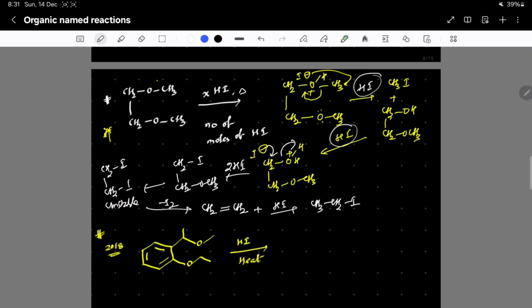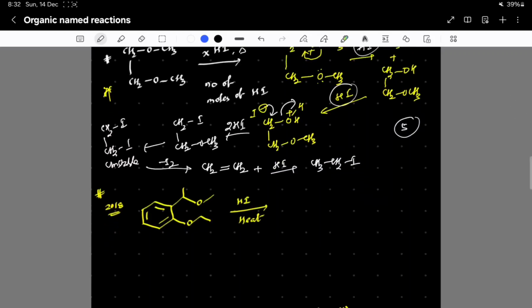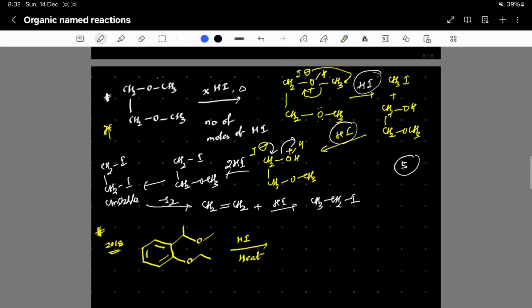Now here how many moles of HI are required? 5 moles of HI are required for this particular reaction. That is most important, right? So this is a very, very important reaction. Just practice. I think there is no confusion. For that particular first, 2 HI are required and second also 2 required. Then it will form 1,2-diiodoethane. It is unstable, and I2 is a very good leaving group and forms ethylene, then it undergoes reaction with HI. Therefore 5 moles of HI are required.